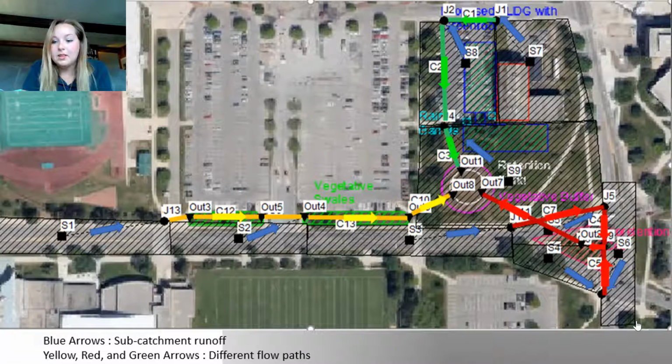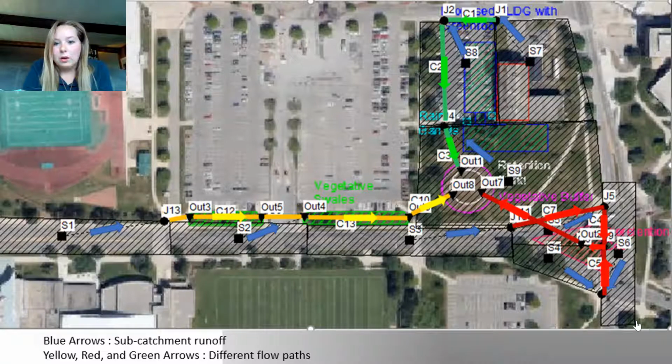And then finally we have the red flow path, which collects water from subcatchments 3, 4, 5, and 6. And this all is directed into the bioretention cell. Any water not infiltrated or evaporated here then goes into the retention basin.